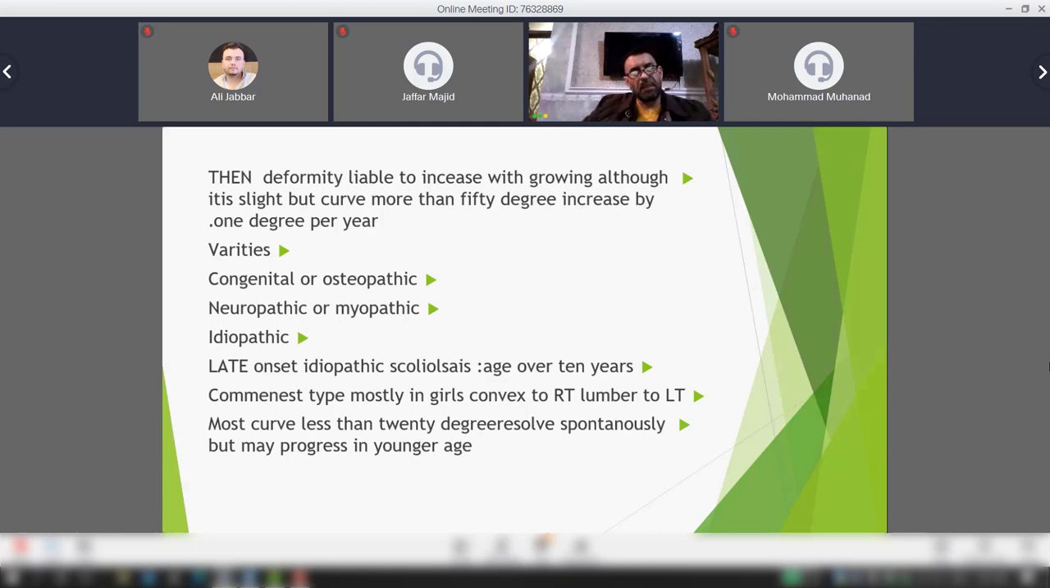مثل عندنا شنو؟ عندنا idiopathic scoliosis ممكن the age over 10 years، وعندنا ممكن يكون juvenile scoliosis. Juvenile scoliosis يعني شنو؟ من عمر سنتين أو ثلاث سنين إلى حد العشر سنين نسميه juvenile scoliosis، أو أكو infantile، تحت سنتين من العمر نسميه infantile scoliosis.